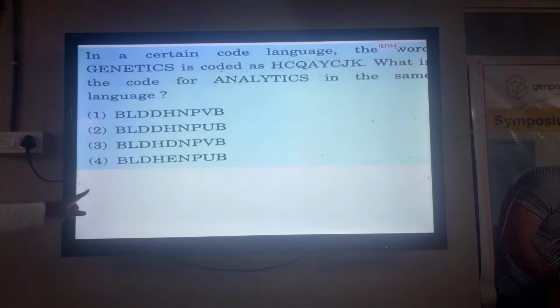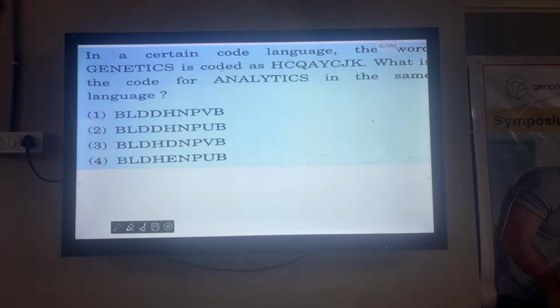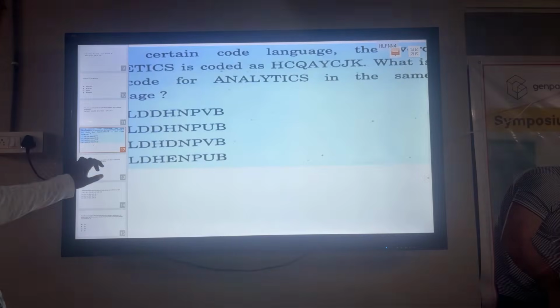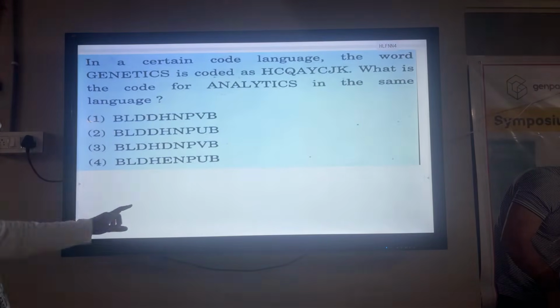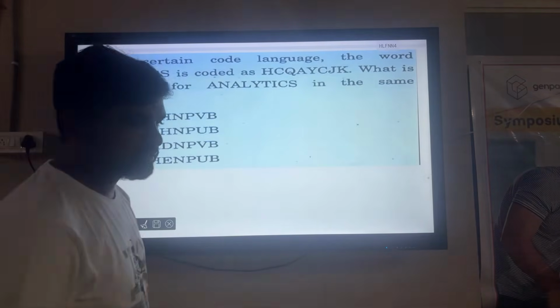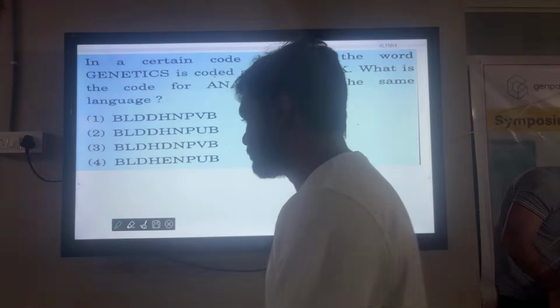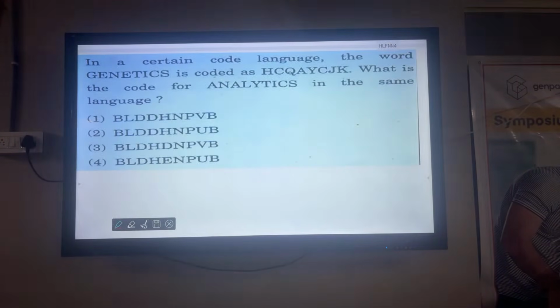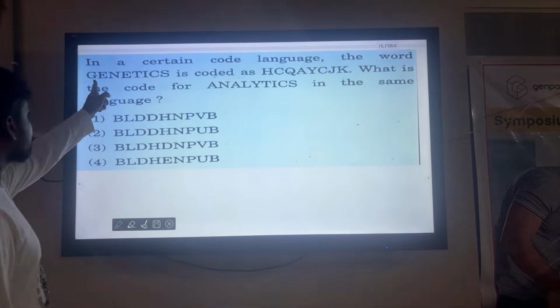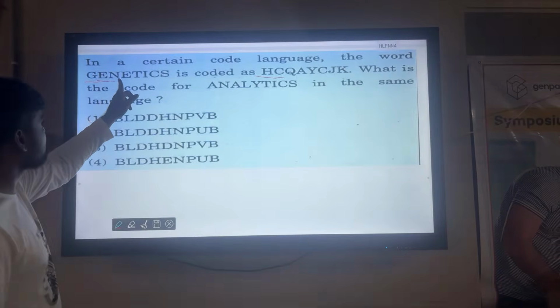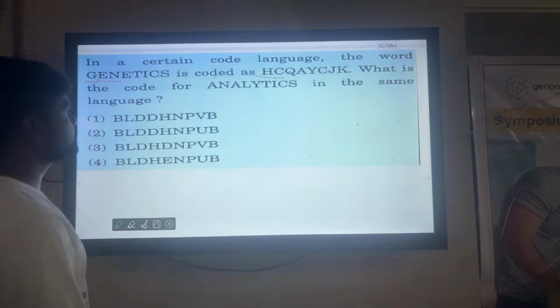And can you comment on this one? This is from coding decoding. Ready? What is the logic? Identify it. G plus 1 is H, E minus 2 is C, N plus 2 is Q.